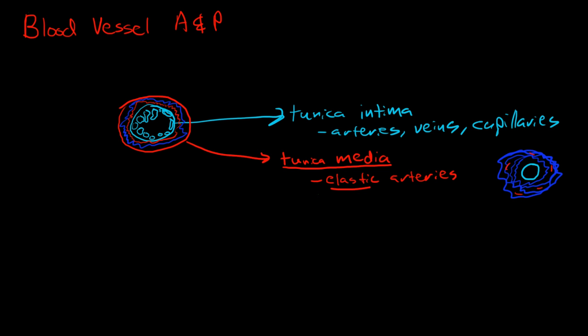So, these smooth muscles are not really big enough to significantly constrict and dilate the vessel. It can a little bit, but primarily the strength of the tunica media in elastic arteries comes from the elastin tissue.